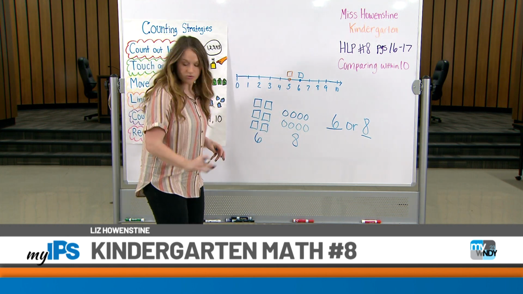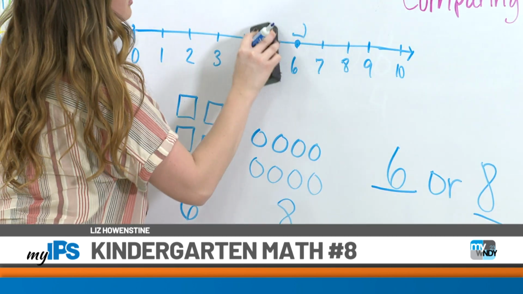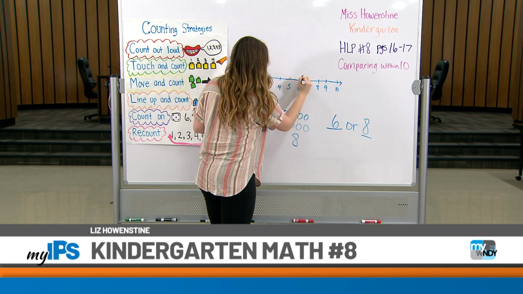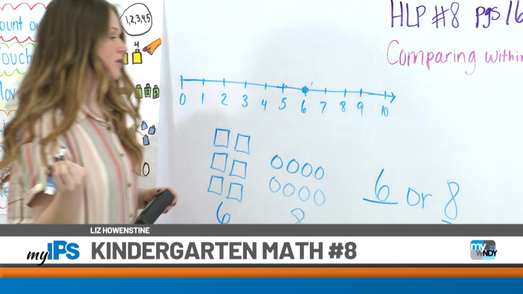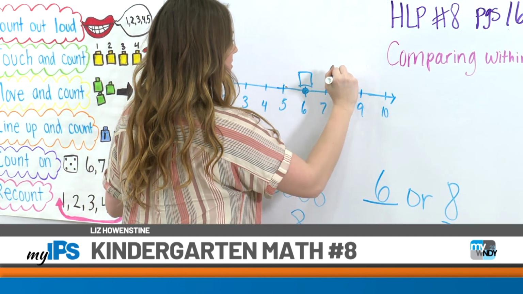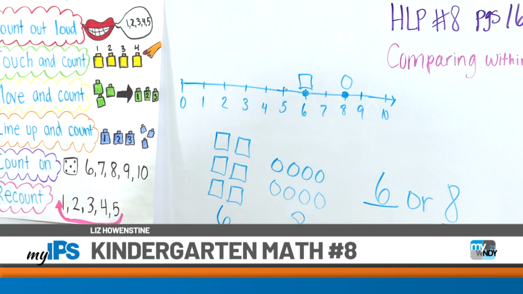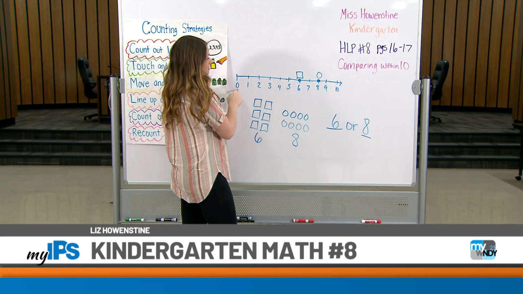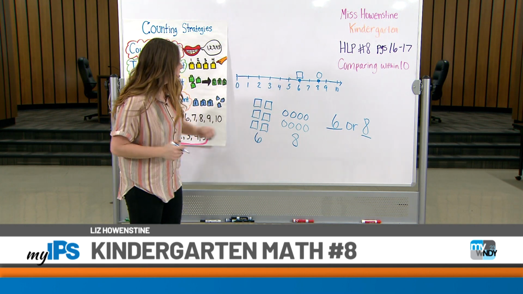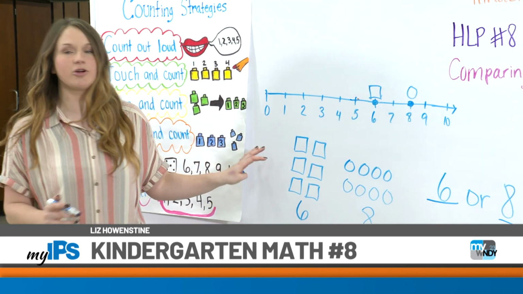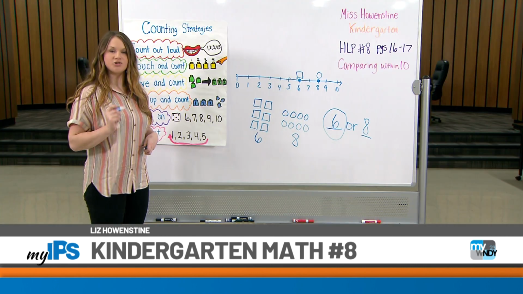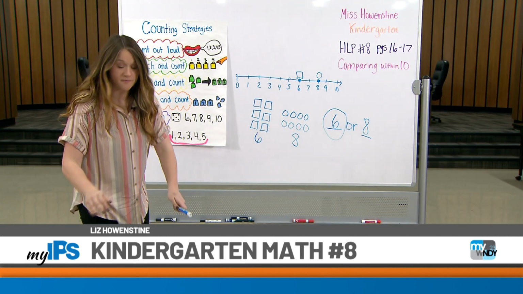Well, we can also use our number line to figure that out. Let's look at 6. If we mark 6 here, and we'll mark 8 here, so these are our squares, these are our circles, which one is closer to 0? Well, 6 comes before 8, so that's the smaller amount. We want the less. So less is 6. We're going to circle our 6. So that's what you do on page 16.